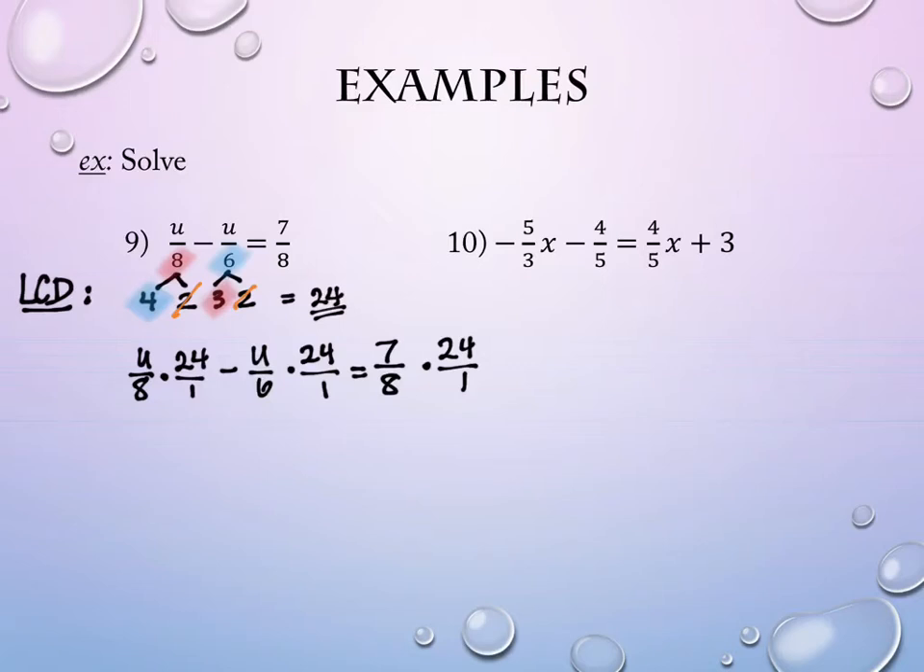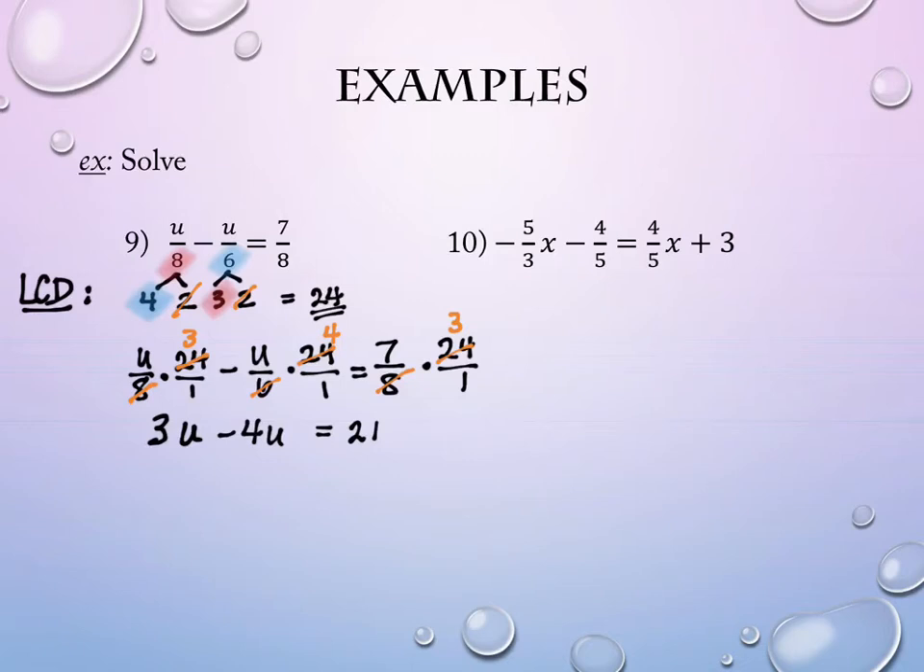Okay, so all these denominators should reduce. Let's check and see that we do. 8 and 24 reduce to leaving me with what? 3. So I have 3u. The 6 and the 24 reduce to give me what? 4, so I have minus 4u. The 8 and the 24 reduce to give me what? 3, so now I have 7 times 3, which is 21.